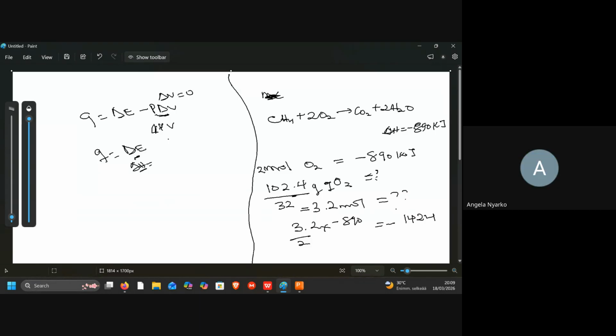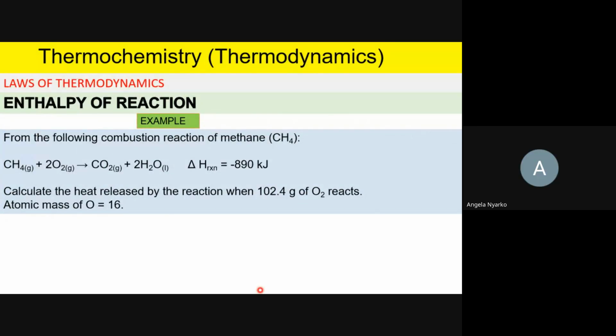So that is the enthalpy. So you have got 3.2, that is the molar mass, the moles of the substance. So where is the divided by 2 coming from?